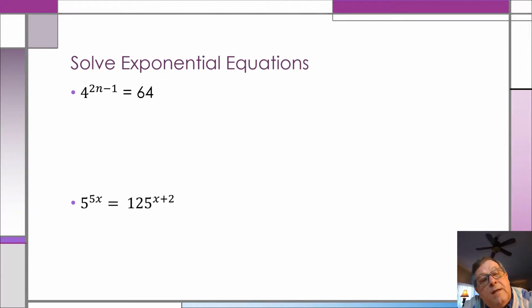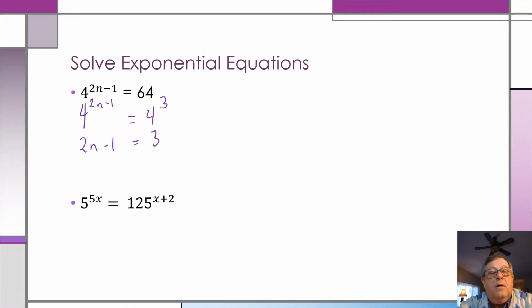So we can now rewrite this as 4 to the 2n minus 1 equals 4 cubed. Can you agree with that? Now, we can cancel the bases and just work with our exponents and solve for the variable. So I got 2n minus 1 now equals 3. And we're going to add 1 to both sides where we got 2n is now equal to 4. And n is equal to, after dividing by 2, 2.